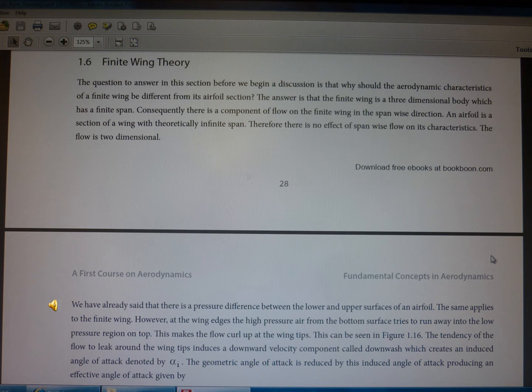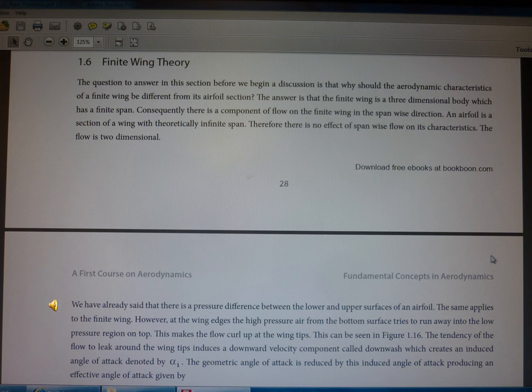An aerofoil is a section of a wing with a theoretically infinite span. There is no effect of the span, so there is no spanwise flow and the flow is two-dimensional. We had already talked about the pressure difference between the lower and the upper surface of the aerofoil. The same applies to the finite wing. However, the air from the high pressure region on the bottom surface tries to run to the low pressure region on the top.